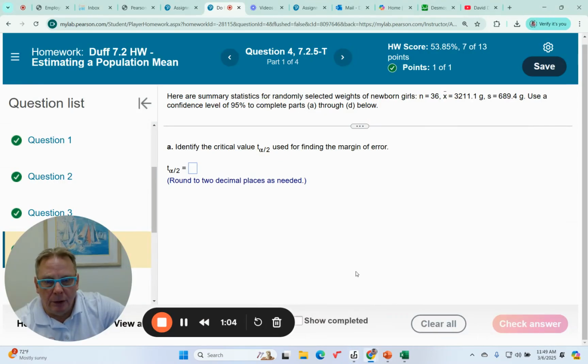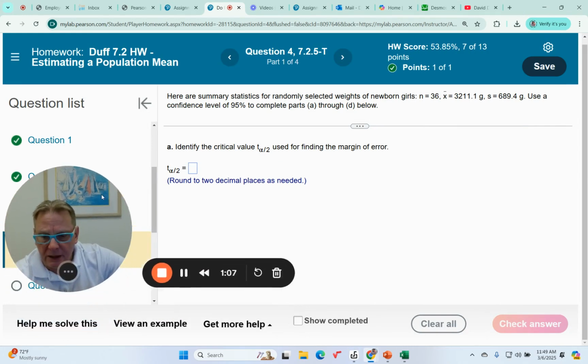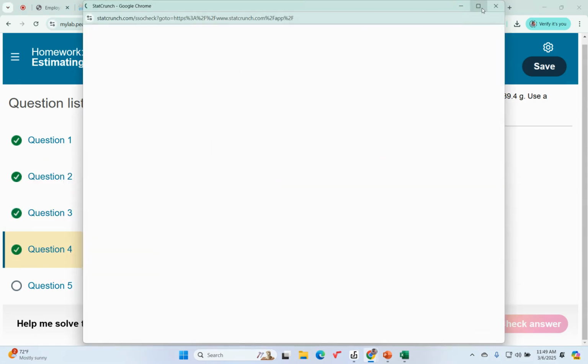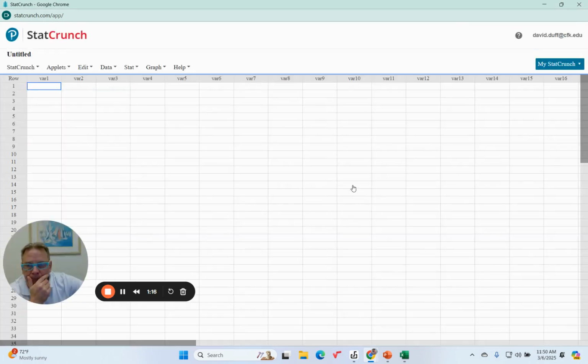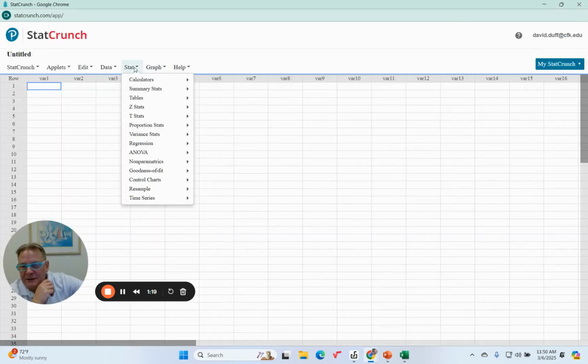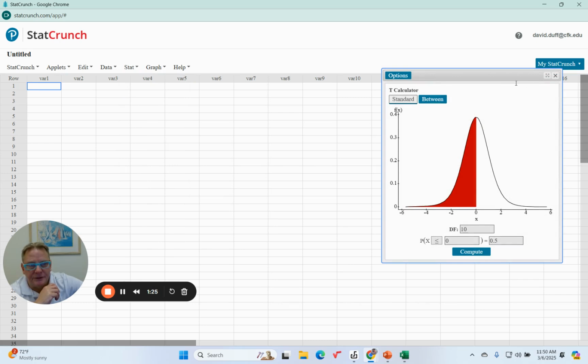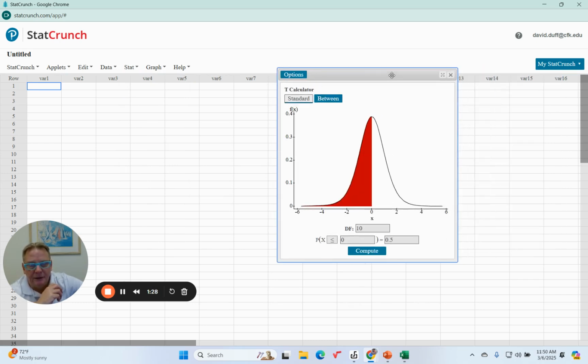So here's what we'll do. Let's go to StatCrunch. We're going to go to stat, then calculators, and then T. So instead of using a Z, we're using a T. Now it's important to note that as the number of degrees of freedom gets larger and larger, the T value will approach the Z value. But typically we'll always use the T distribution as opposed to the Z when we're doing the mean problems.